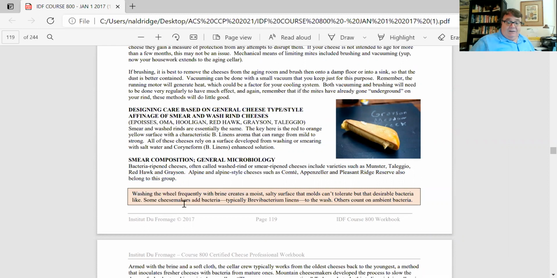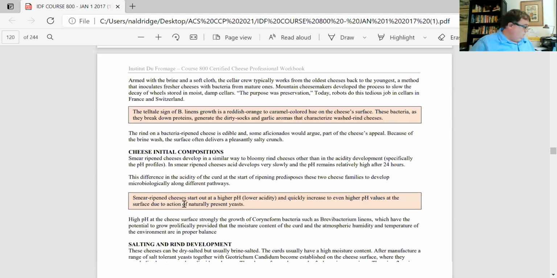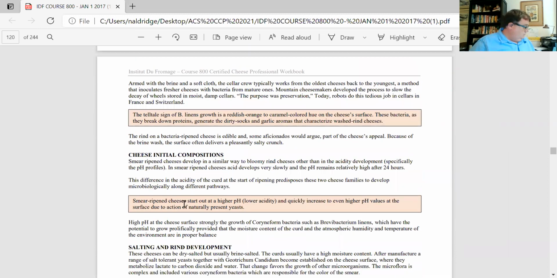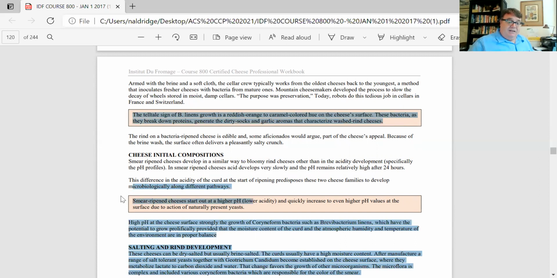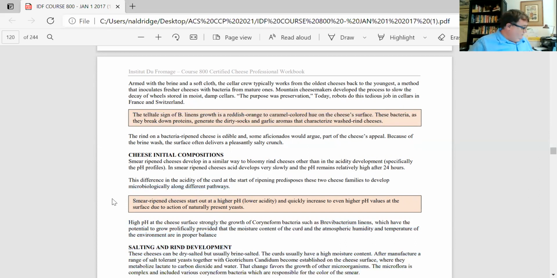All righty, moving to page 120. This box here, the telltale sign of B. linens, is a reddish to orange to caramel color hue on the cheese surface. These bacteria, as they break down the proteins, generate the dirty socks and garlic aroma. You already know about that, but relearn that again. Let's see. In the other box, smear ripen with your pH. Know that.